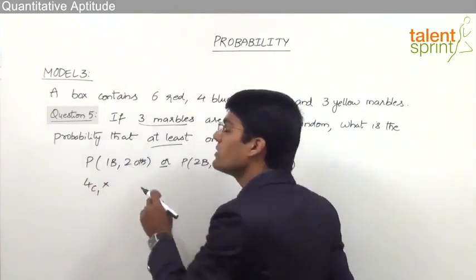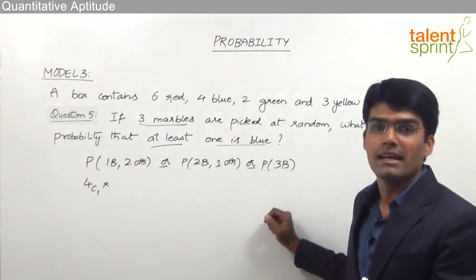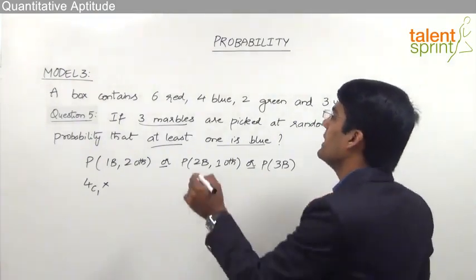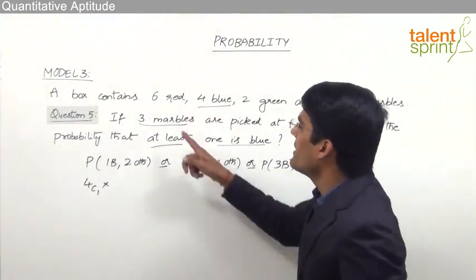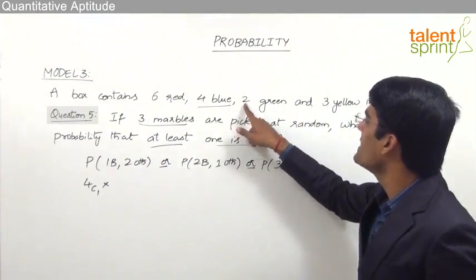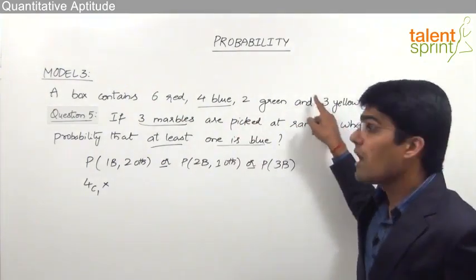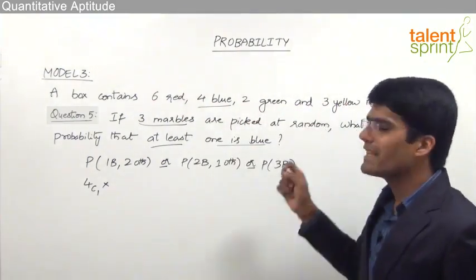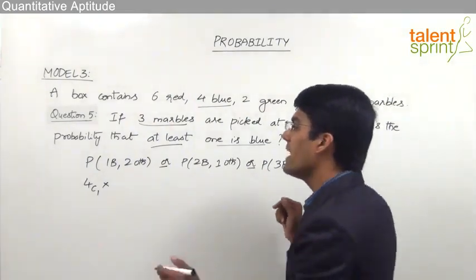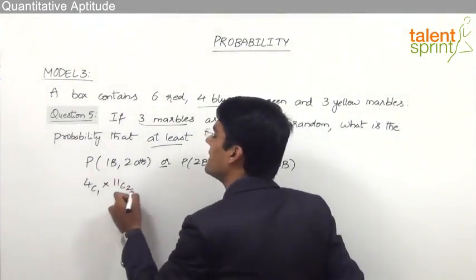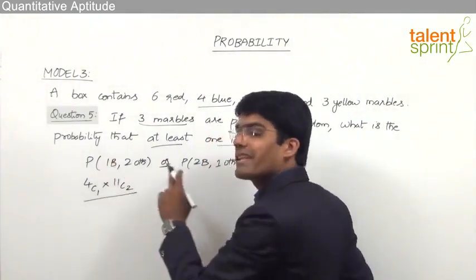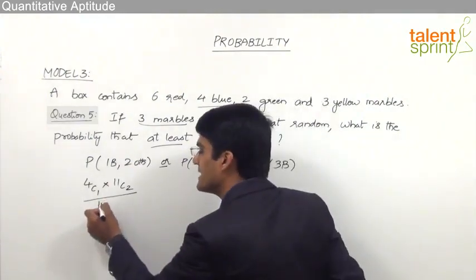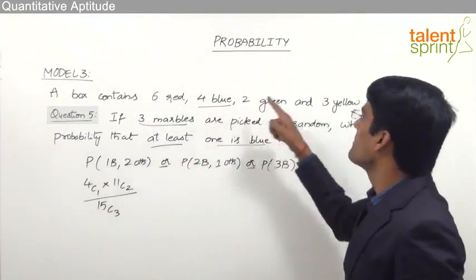Into, now we need to take 2 marbles of any other color but not blue. If we leave these blue marbles, the remaining marbles are 6 plus 2, 8, 8 plus 3, 11. Out of the remaining 11 marbles, we can select any 2 marbles. So that can be done in 11C2 ways, divided by the total number of ways of selecting 3 marbles, which is 15C3. Why? Because there are 15 marbles in total.